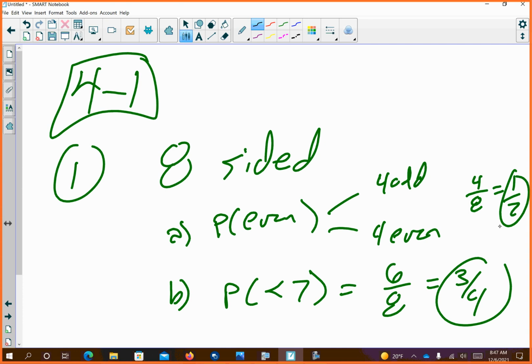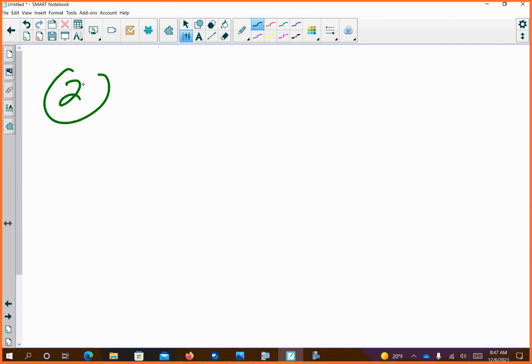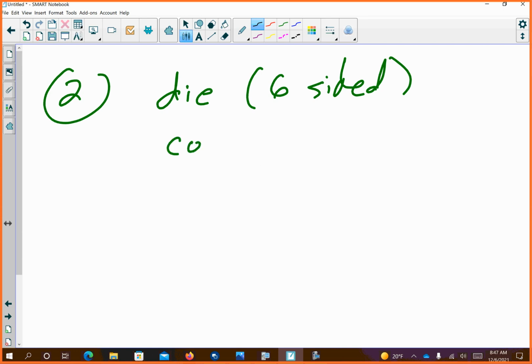Okay, problem number 2. You roll a die and you flip a coin. I think this one, a single die, is a 6-sided object. I don't think we're referring back to the 8-sided one. And a coin, you have heads, tails.